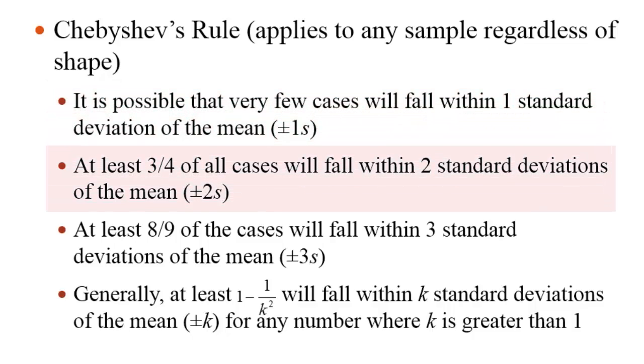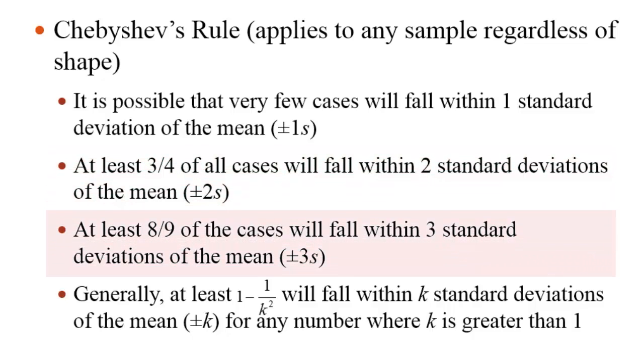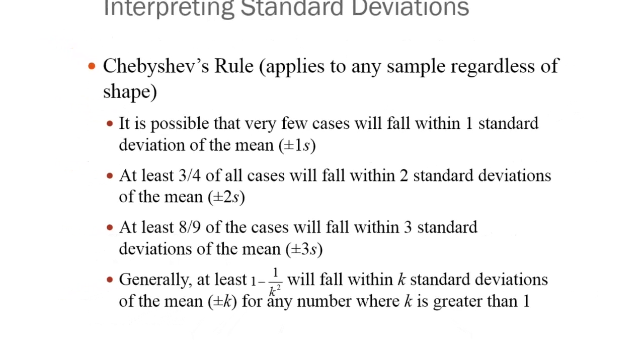We should find at least 75% of all the cases within 2 standard deviations of the mean. That is, 3/4 of all the cases should fall plus or minus 2s. And we should find at least 8/9 of all the cases within 3 standard deviations of the mean. Again, as we move from the middle of the distribution, regardless of its shape, towards the tails of the distribution, we encompass a greater proportion of cases. And we can generalize Chebyshev's rule as we should find at least 1 minus the ratio of 1 over k squared, the proportion of cases falling within k standard deviations, where k is any number greater than 1.